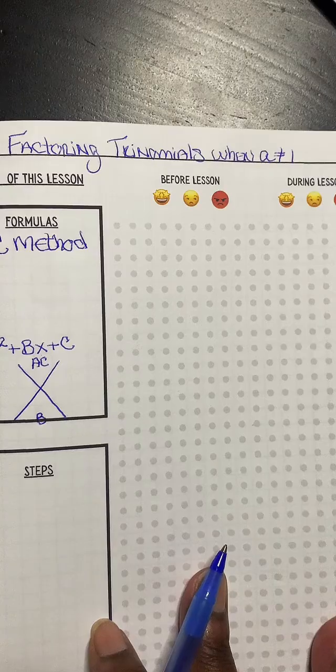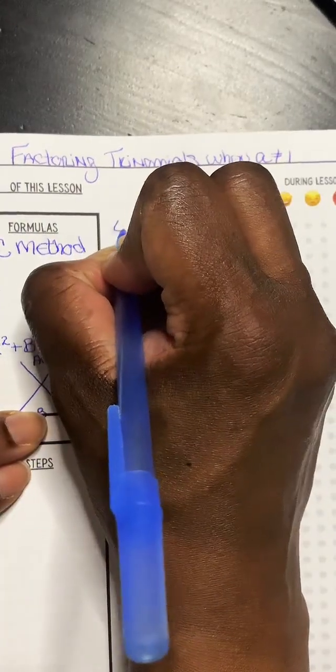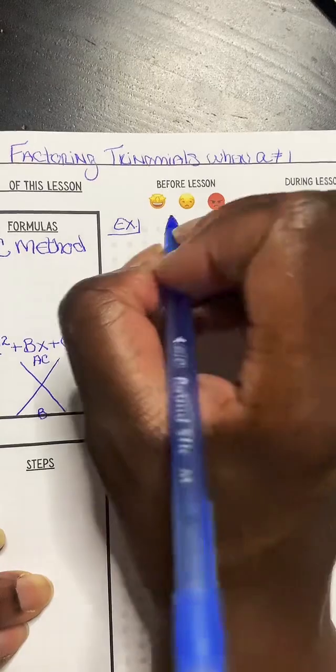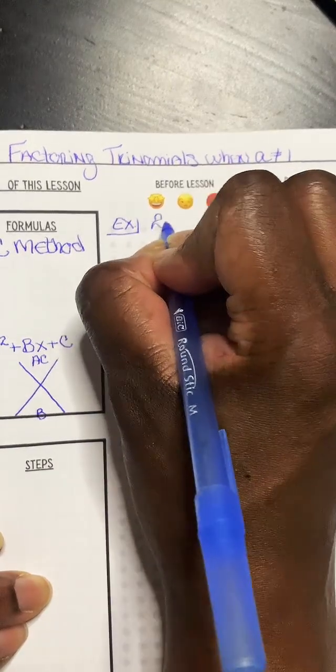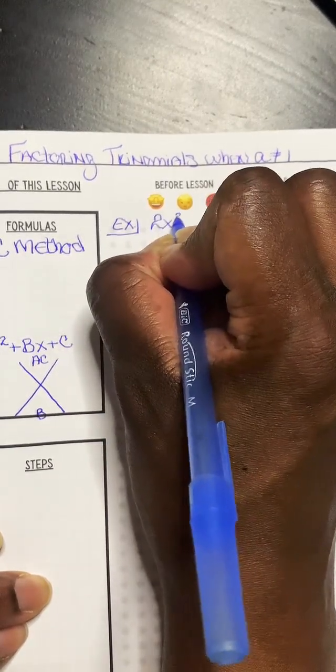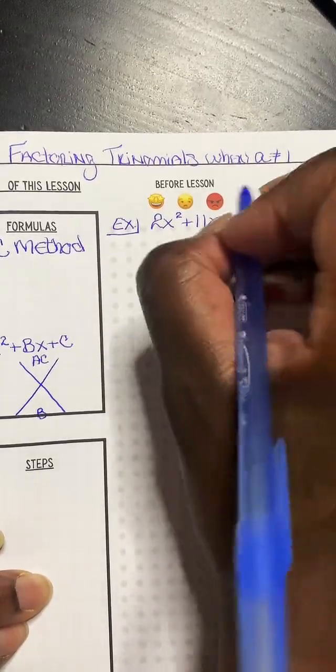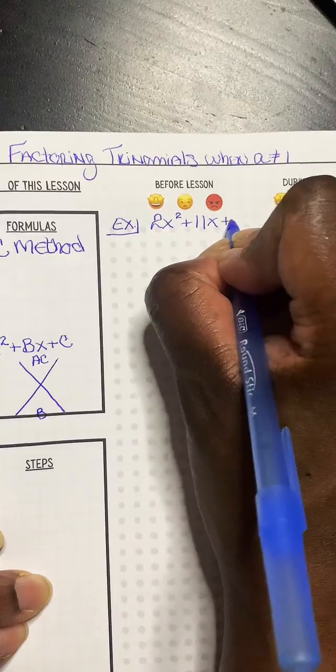I'll give you time to copy and to do all of that fun stuff. All right, so let me use this example here. So we have 2x squared plus 11x plus 5.